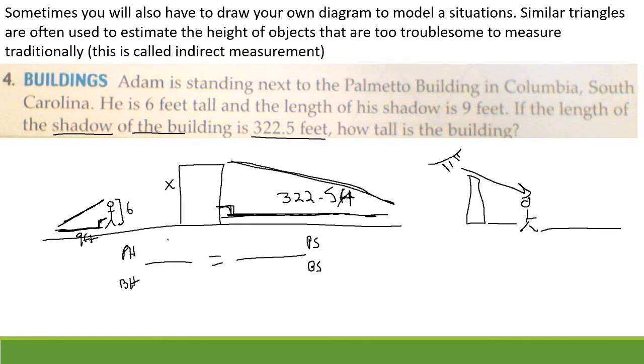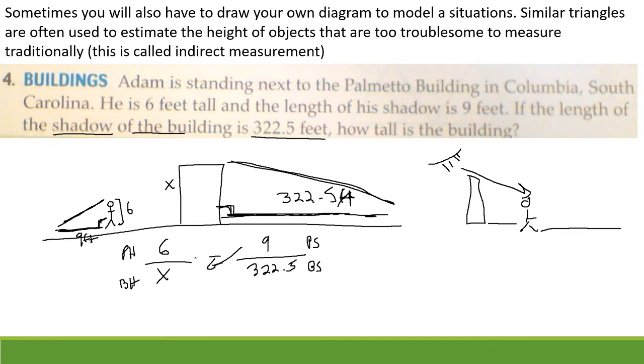So the person's height is 6 feet. The building's height is x, because I don't know it. The person's shadow is 9 feet. Again, person on top, building on bottom. As long as you commit to one way, you have to commit to the entire problem like that. And the building shadow is 322.5 feet.